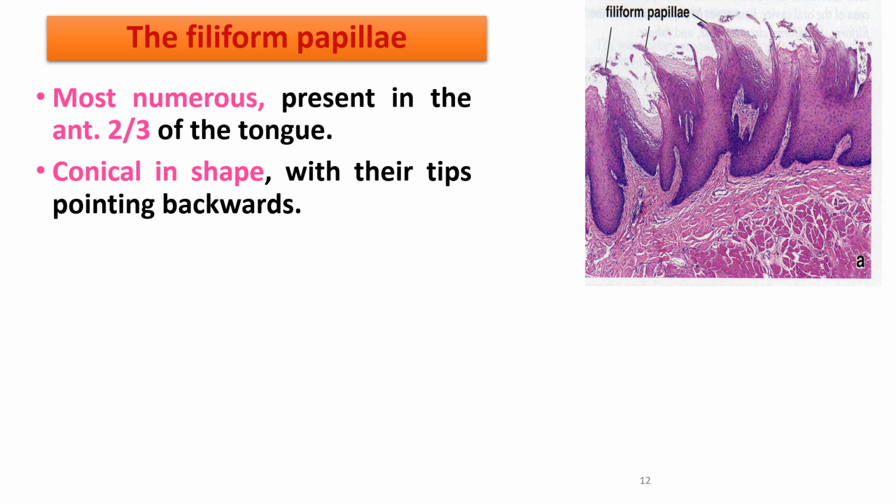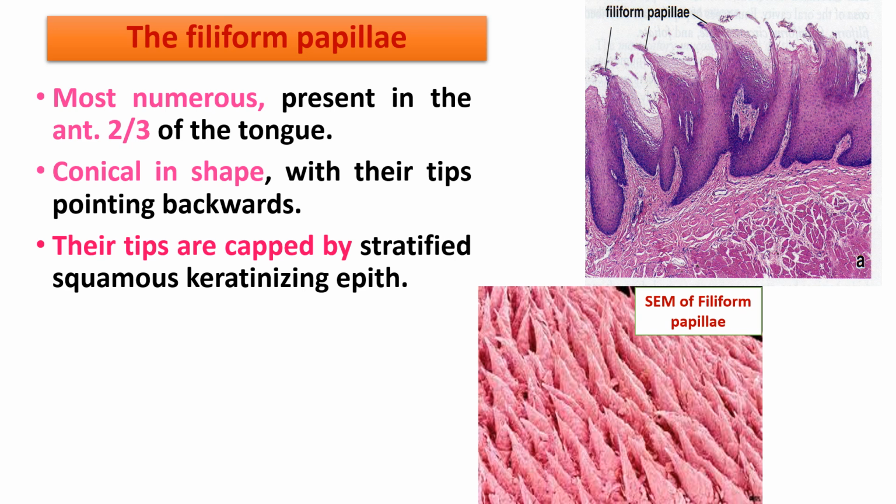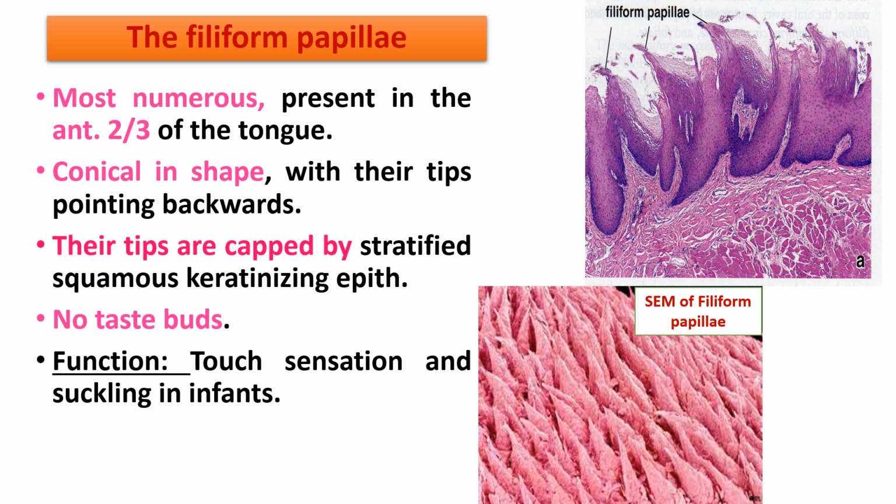The first one, and the most numerous, is the filiform papillae. So, where is it present in the tongue? In the whole tongue? No, on the dorsal surface. Which part of the dorsal surface? In the anterior two-thirds. So it is present on the anterior two-thirds of the tongue.